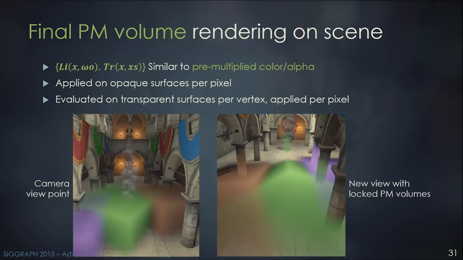Okay, so once you have integrated your volume and your final solution, you have basically per voxel scattered light and transmittance, and you can simply apply that on your scene as pre-multiplied color alpha. It's as simple as that. You can see this on this scene. You have some particles and some local fog volumes. And if you lock the view and look from another point of view, you can see the participating media, how it's applied on the scene and how it's applied on the particles also.